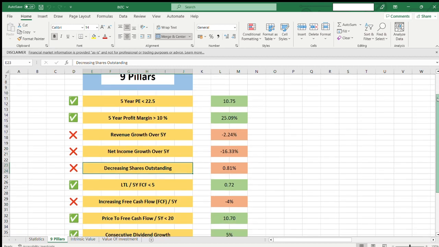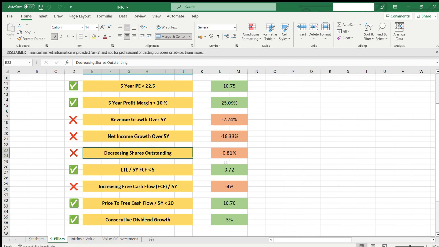After that, we want the long-term liabilities over the 5-year free cash flow to be lower than 5. Now, this means that the company has the capability to cover its long-term liabilities with its historical 5-year free cash flow. We ideally want this ratio to be below 1, as that means that the firm is capable of fully covering its long-term liabilities with its historical free cash flow. If this value is above 5, it means that the company has 5 times the debt than what it can generate in 5-year free cash flow.